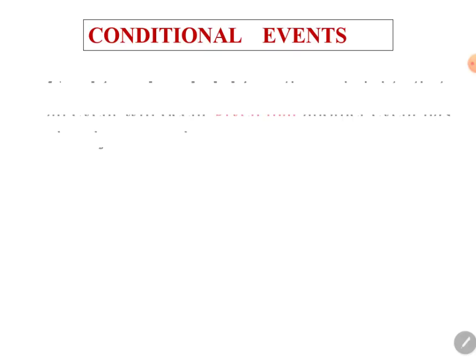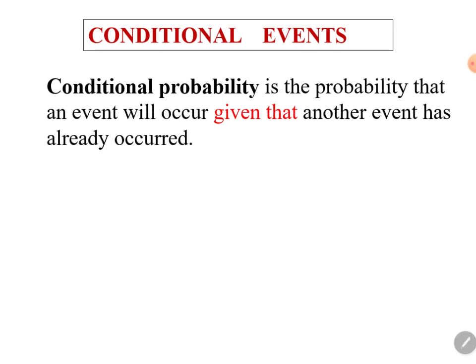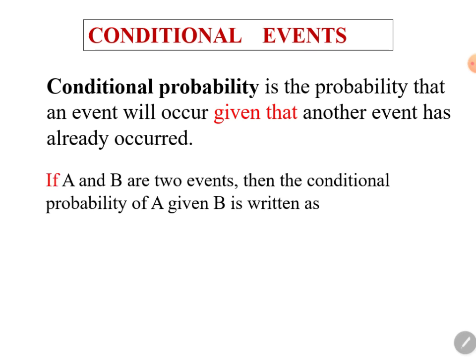What is conditional probability? Conditional probability is the probability that an event will occur given that another event has already occurred. If A and B are two events, then the conditional probability of A given B is written as P(A given B). It means that B has already happened, and then we want to find the probability of A when B has happened.